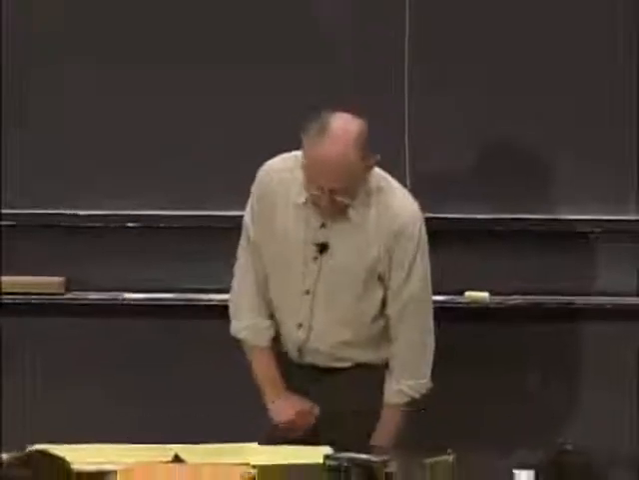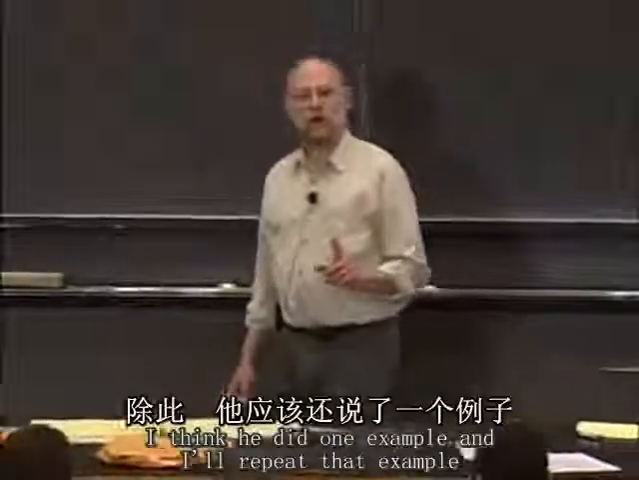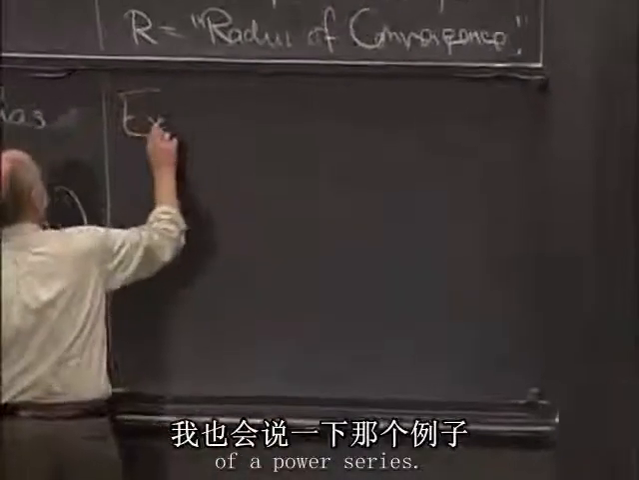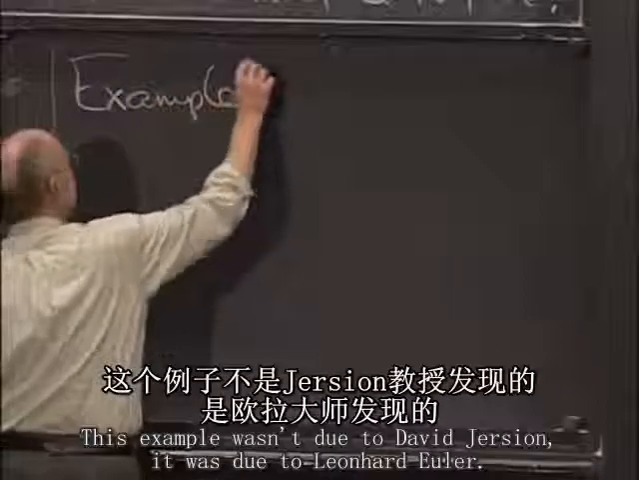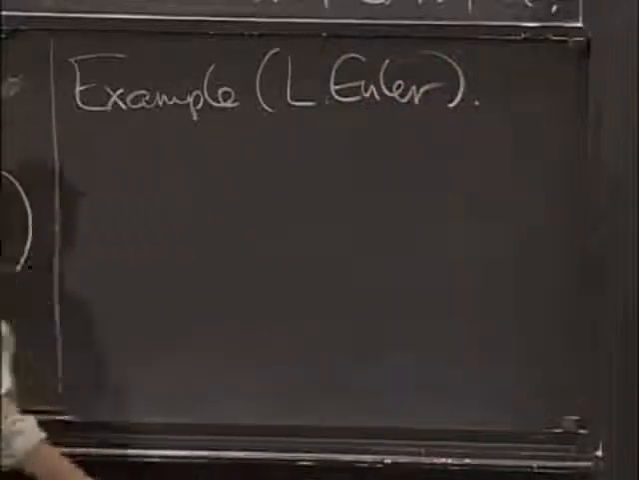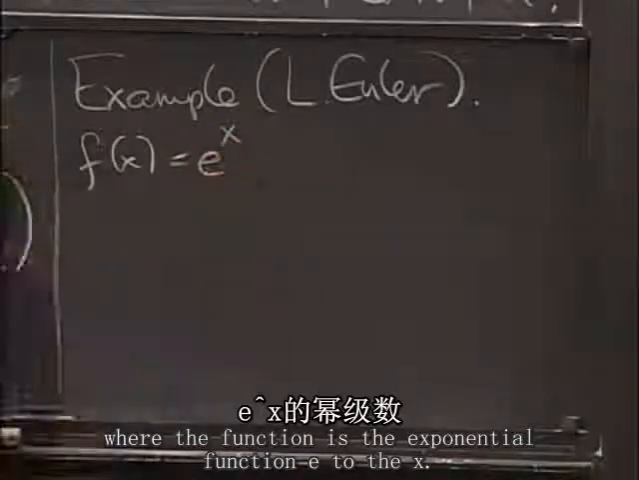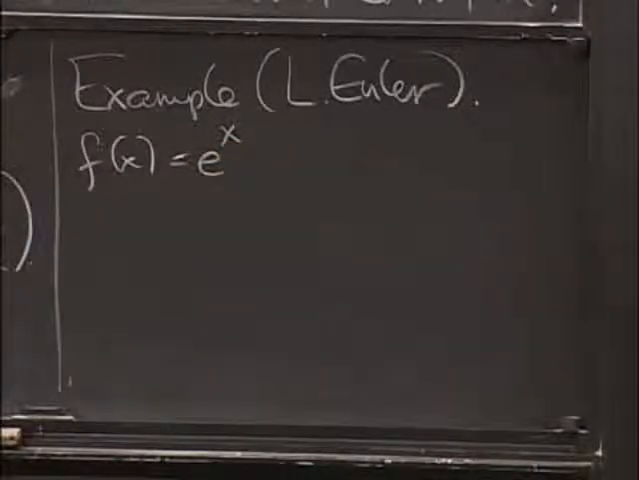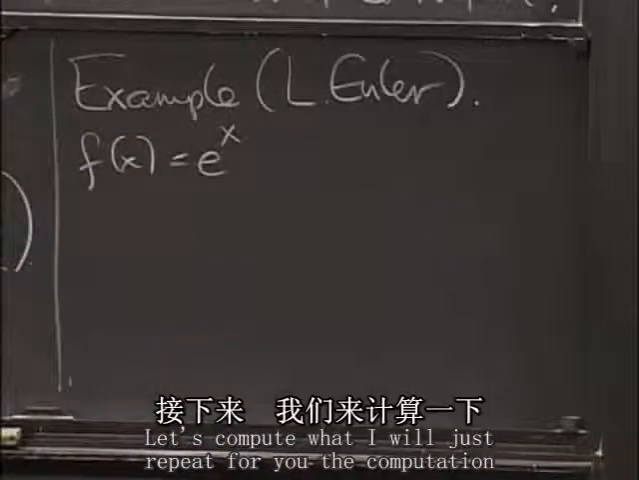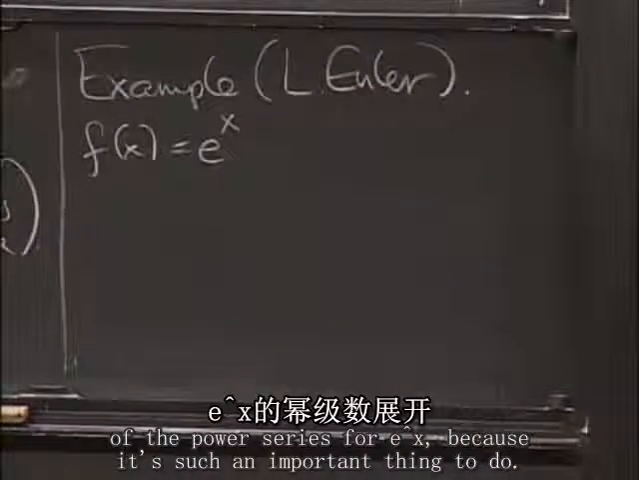Let's see. I think that's the end of my summary of things that he talked about. I think he did one example, and I'll repeat that example, of a power series. This example wasn't due to David Jarrison, it was due to Leonard Euler. It's the example where the function is the exponential function e to the x. Let's compute, just to repeat for you, the power series for e to the x, just because it's such an important thing to do.